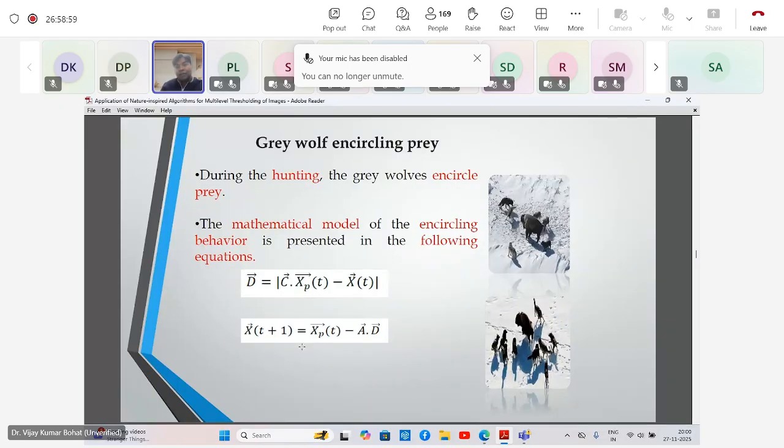Don't directly attack the prey. Shrink the circle with the lapse of time, and then attack the prey. So this phenomenon gives important equations in the field of optimization algorithms, and provides the phenomena of exploration, initially exploration of the search space, and then later on exploitation of the best solutions.